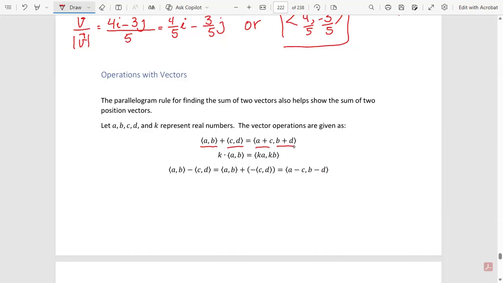That's it. How can we subtract them? Subtract the horizontal components, subtract the vertical components. How can we do the scalar multiplication? How can we multiply a number by the vector? We have to multiply the number by both the horizontal and the vertical components. It's easy.